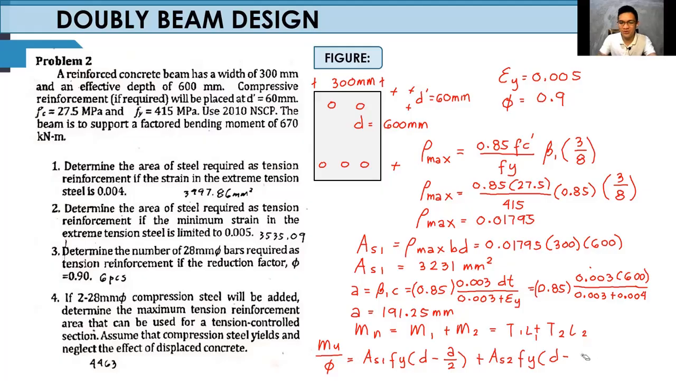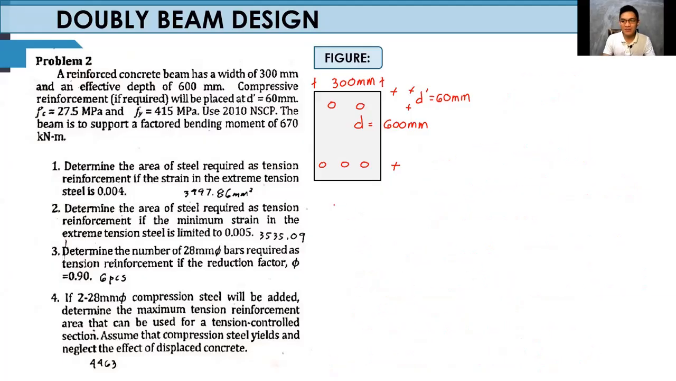Ayan, walang over 2, di ba? So that is our formula in getting our AS2. Okay, so since meron na tayong A, substitute natin lahat, then we can have our AS2. Sa next slide natin, okay? Okay, continue tayo. Substitute na natin lahat ng values.